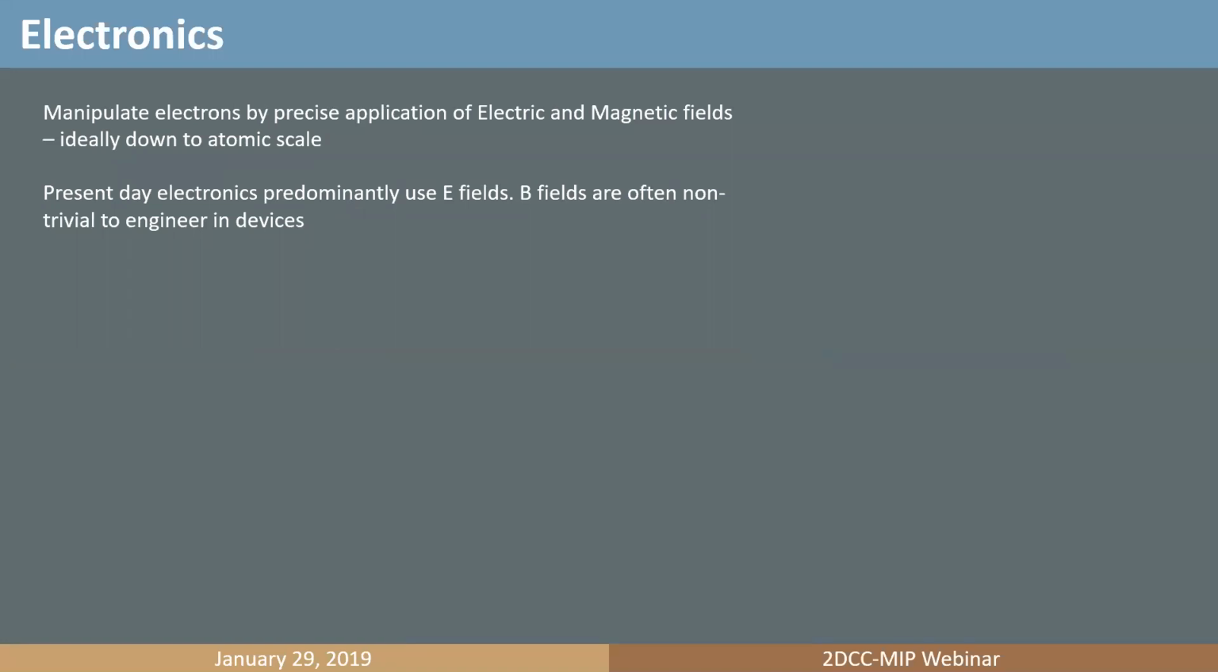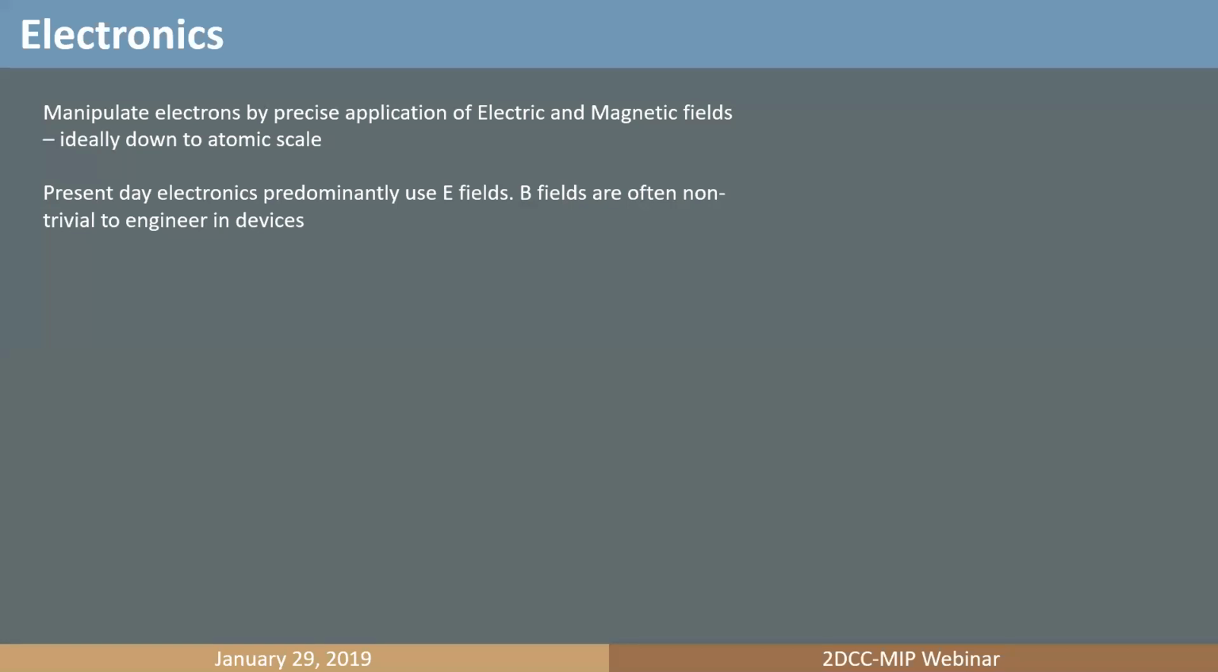So what is electronics? What do we want to do? What we want to do in electronics is manipulate electrons by precisely applying electric and magnetic fields. And how precisely do we want to apply and manipulate them? Ideally, down to the atomic scale. Why not? Let's be ambitious. And now, of course, we cannot. That's why we're here. So, for example, not everything we can do.